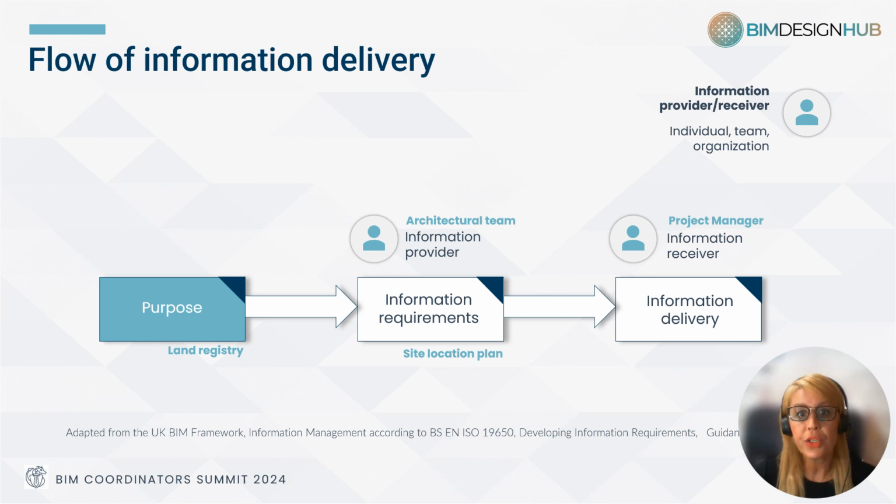The flow of information delivery begins when the information is generated from the information provider and then it is shared and received by the information receiver. The information providers and receivers could be individuals, teams, or organizations. An example of this is the following.